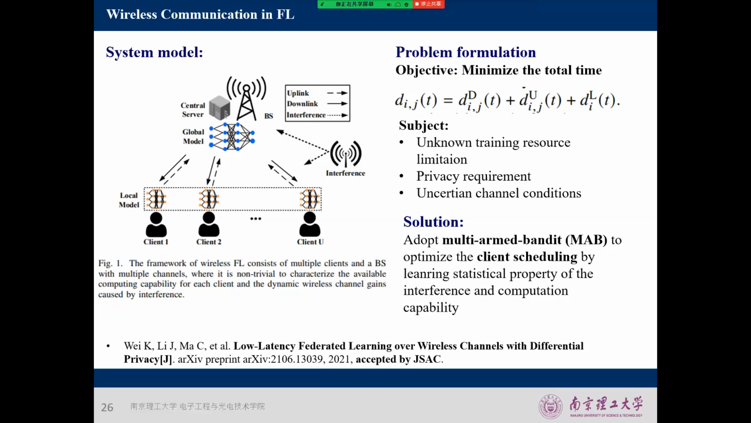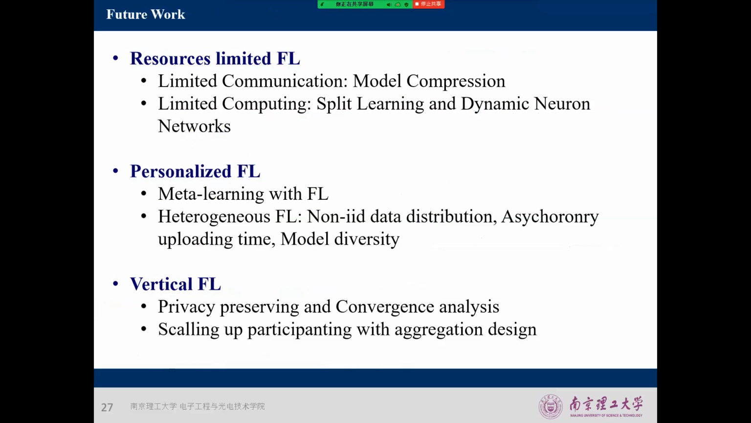So I almost finished my talk today, and we list some future directions. The first one, maybe very hot recently in FL, is resource-limited federated learning. For example, we have communication limits or training dataset limits, and we can maybe use model compression or similar methods to address this. And we can also use split learning or dynamic neural networks to split the training process into several parts.